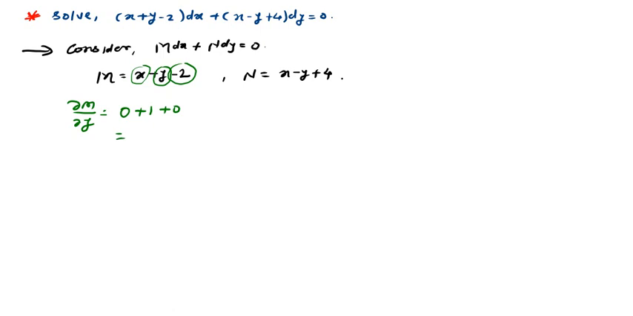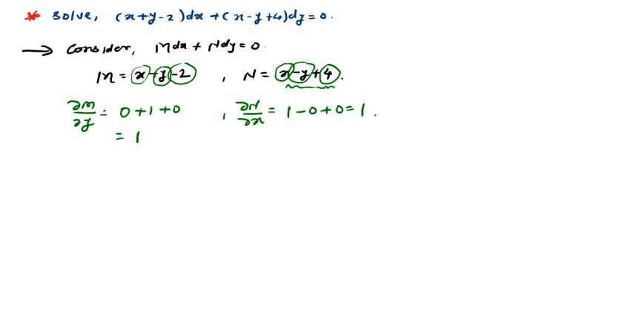So our answer will be 1. Similarly, we will find ∂N/∂x, meaning find its derivative with respect to x. So the derivative of x with respect to x will be 1, the derivative of minus y with respect to x will be 0, then the derivative of 4 with respect to x will be 0. So again we get the value for ∂N/∂x, and that is equal to 1.